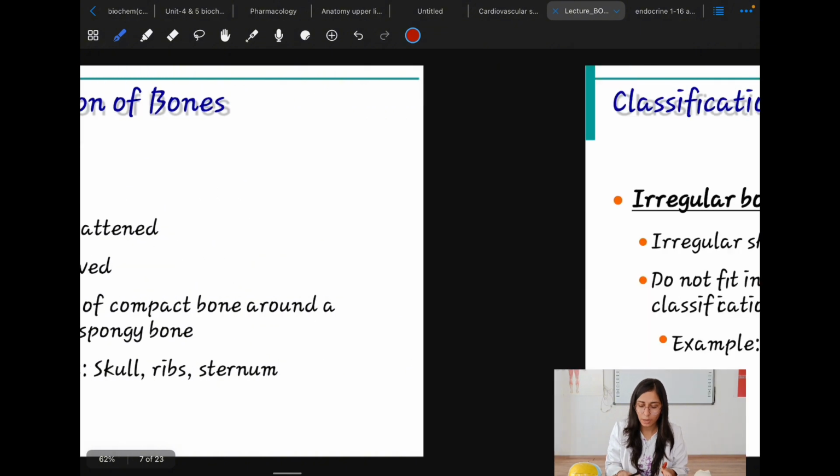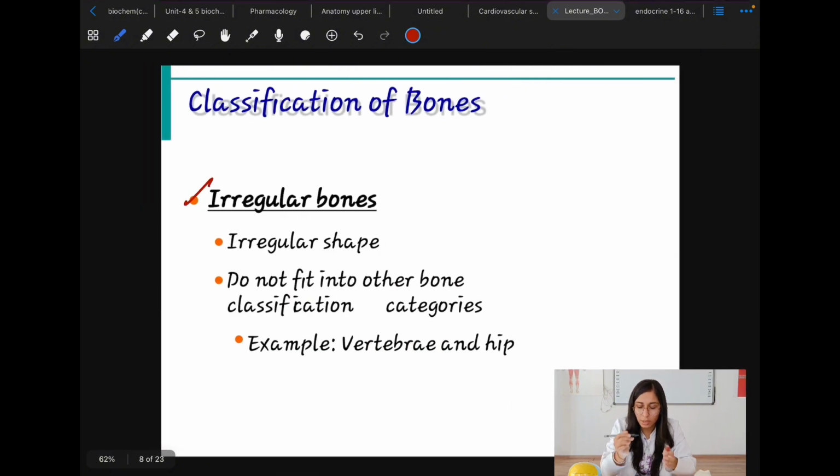Then there is the irregular bone. These kinds of bones do not fit into the other bone classification categories. For example, the vertebra and the hip. This is an example of an irregular bone.